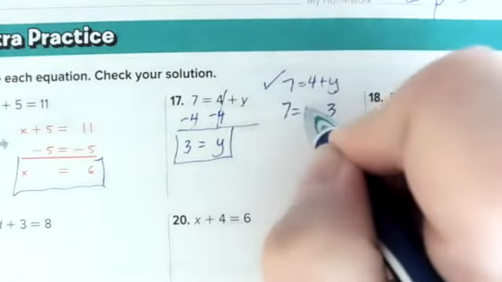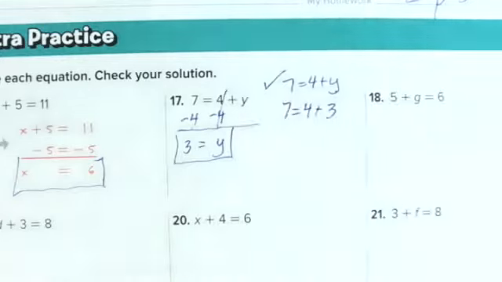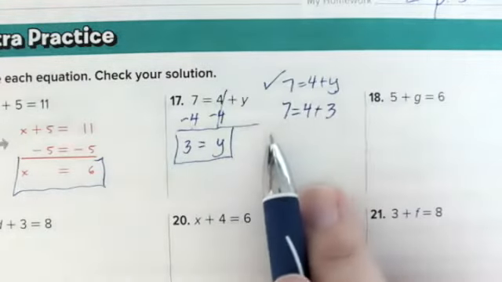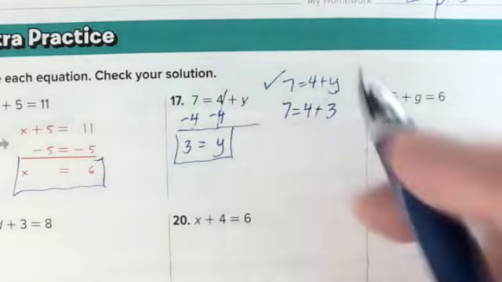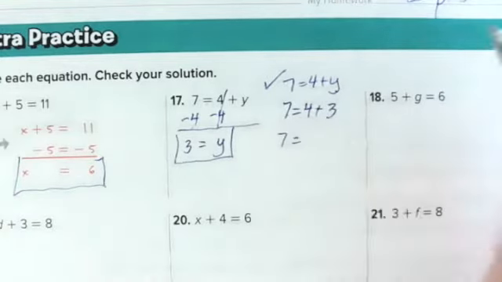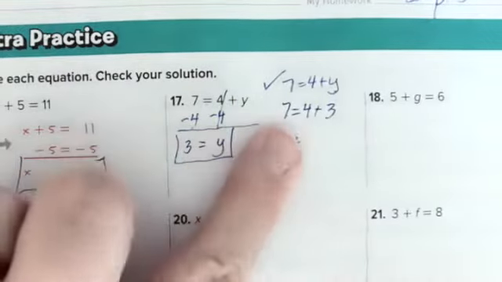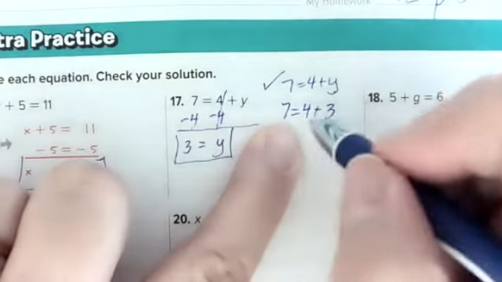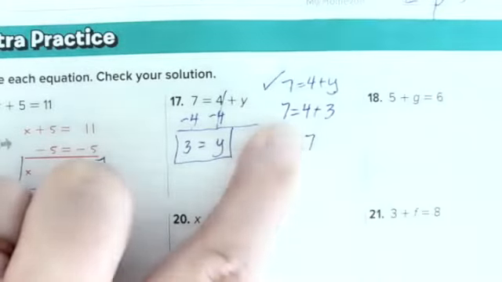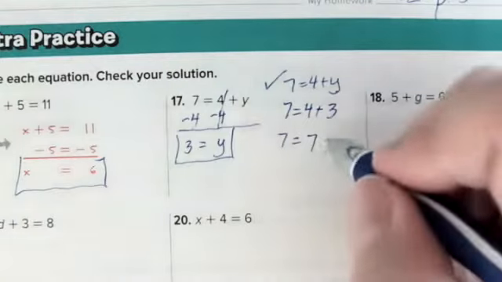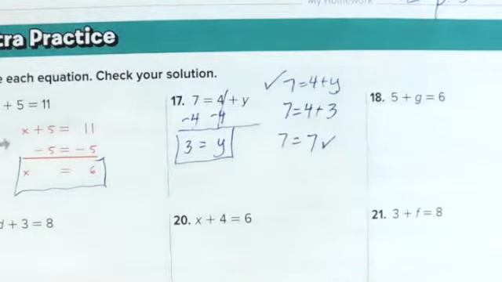So bring down the 7, bring down the equals, bring down the 4, bring down the plus. Now, the left-hand side is already simplified. Bring it down, bring down the equal sign. The right-hand side, we need to simplify. 4 plus 7 is, or excuse me, 4 plus 3 is 7. Okay, and the left side equals the right side, 7 equals 7. So we have finished our check step.